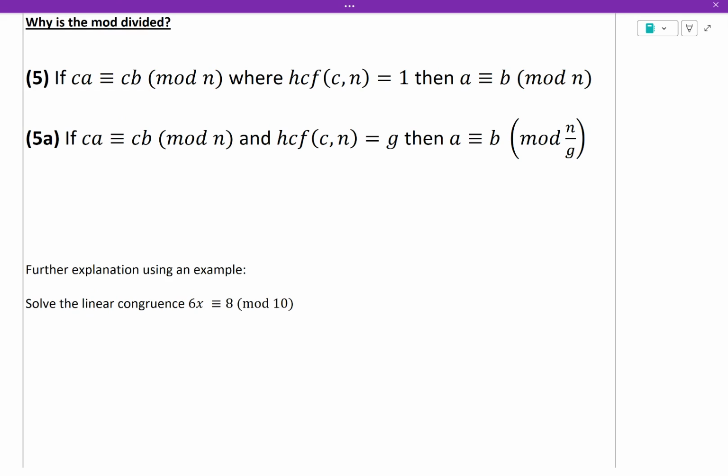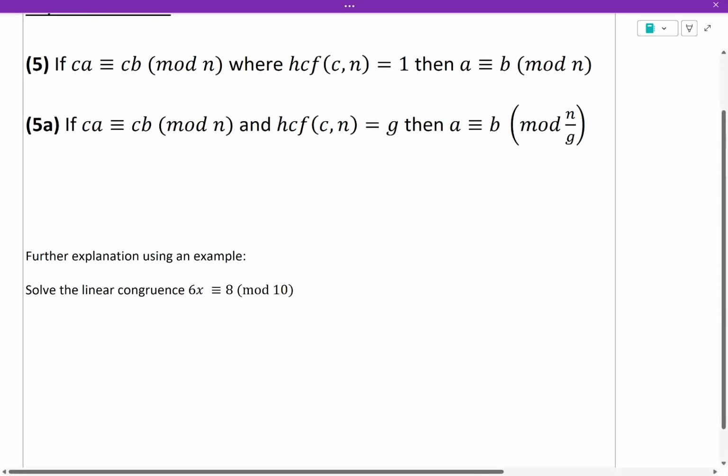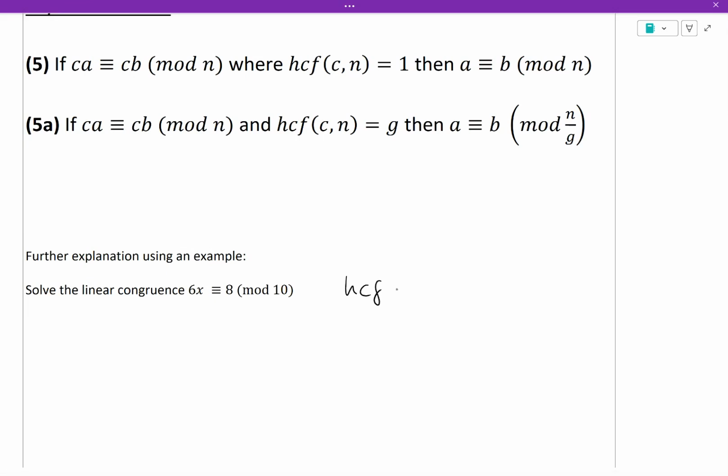Okay, so if we have a look at this congruence relation here, which I did solve in a previous video. How we solved it was we found the highest common factor of the 6 and the 10, which we found to be 2, and we checked that 2 was a factor of 8. So we knew there were 2 incongruent solutions. So I said the next step was to go through and divide everything by 2.